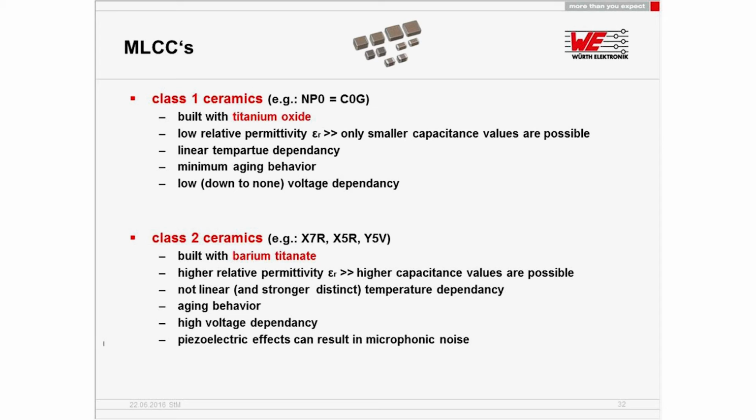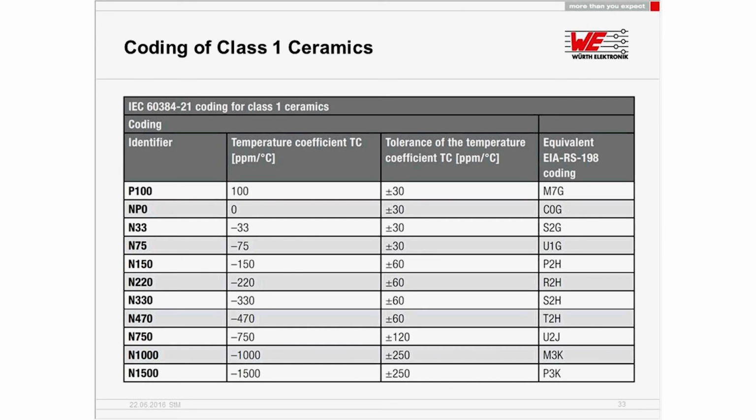Also, one hint for the coding of MLCCs is given by IEC or EIA. You see, for example, here's the NP0. It's a ceramic with zero temperature coefficient and just 30 ppm tolerance, but it's similar for the C0G. It's a similar ceramic, just by name a similar definition.